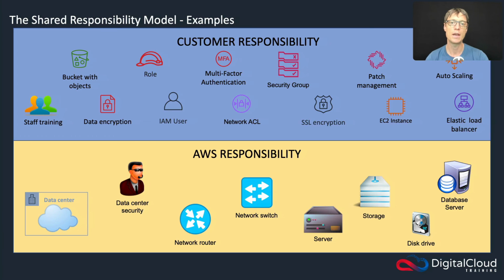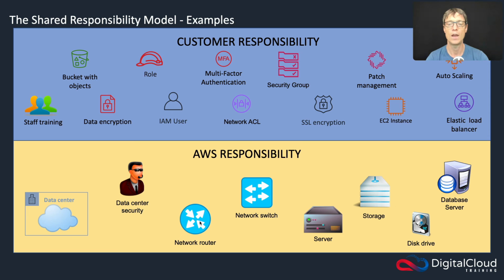Now, I just want to give you another diagram here. This is one that I put together just to give you a few examples. Hopefully a visual will really help you to remember things. So just remember on the bottom end here, we've got AWS. This is what they are responsible for. You've got the data center. You've got the data center security. So the people that operate the data center and make sure that it's all physically secured.